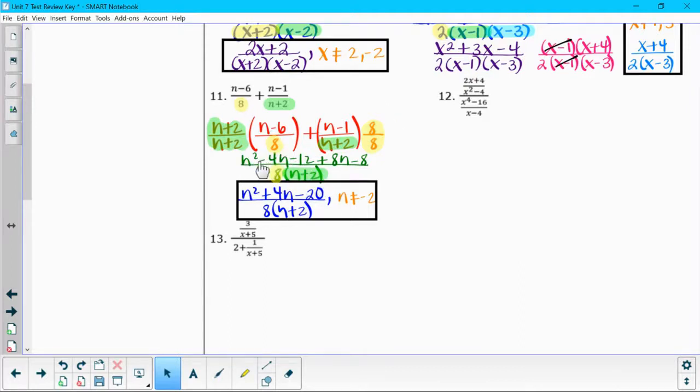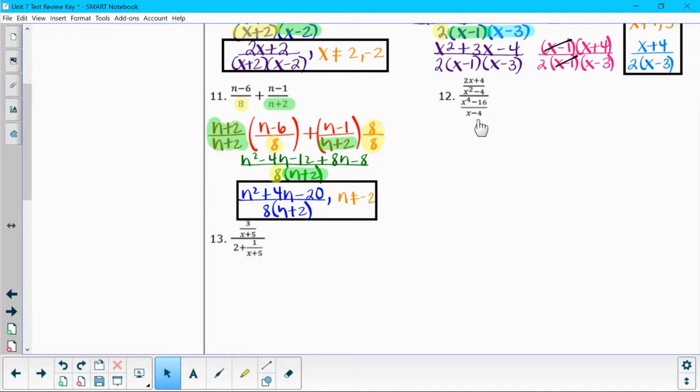Do not forget to FOIL. Combine like terms, that becomes n squared plus 4n minus 20. Does not factor. All over 8 times n plus 2, where n cannot equal negative 2. Now we're going to move on to some simplification with division.